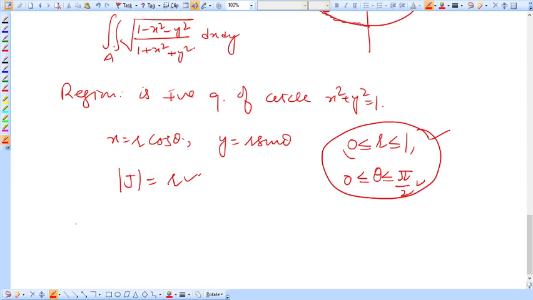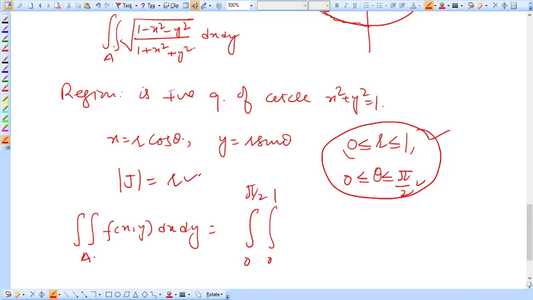Okay, so in this way we have changed the limits. Okay, we have changed the integration, right? So the integral of f(x,y) dx dy is equal to, now you can write the limit. This limit is 0 to 1 and this limit is 0 to pi by 2.